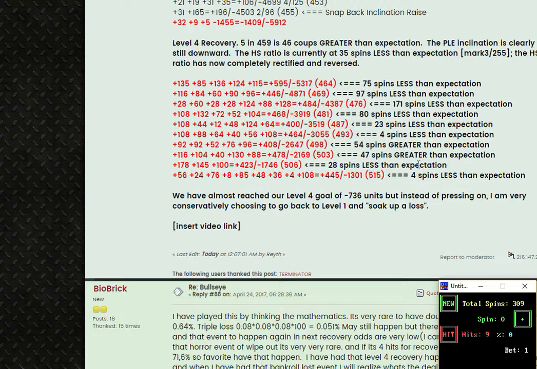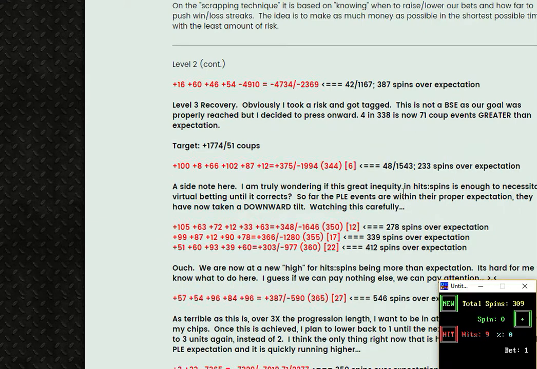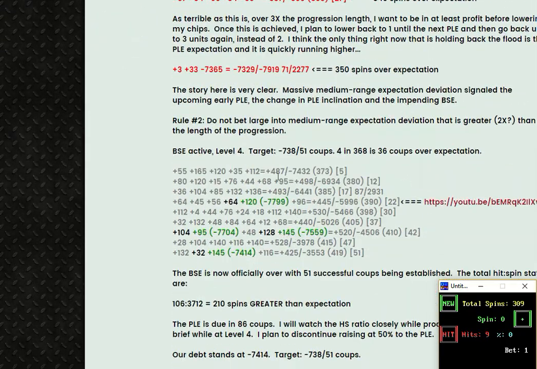So this is why I'm tracking it, because remember, let's go back now and look at our black swan events. A black swan event occurred here, and remember what happened. Our hits to spins ratio was a monstrous 350 spins over expectation when it hit. Yeah, that's terrible. Our progression is only 171 spins.